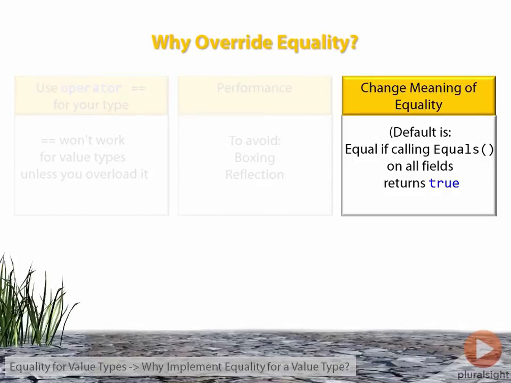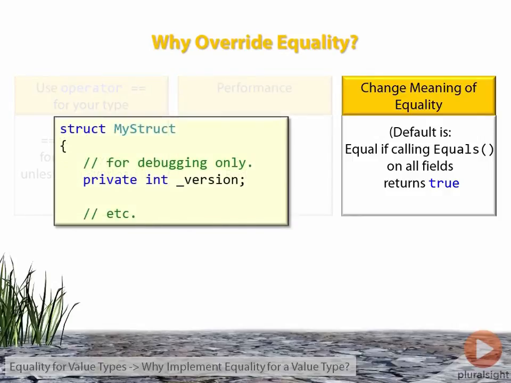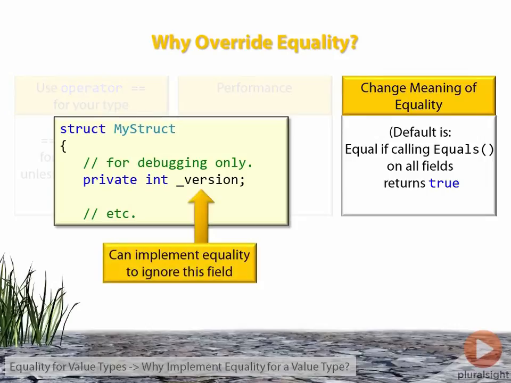But as a counterexample, your value type may have some internal field for its own use, such as a version number, which is not exposed. Perhaps it's only there to assist debugging, so its value is irrelevant to whether instances should be considered equal. In that case, you might want to override equality to make sure that that field is ignored when comparing instances to see if they are equal.